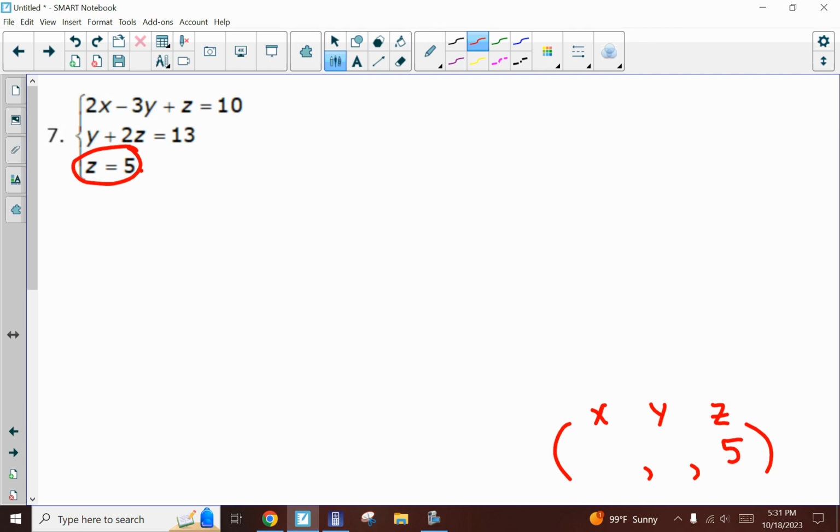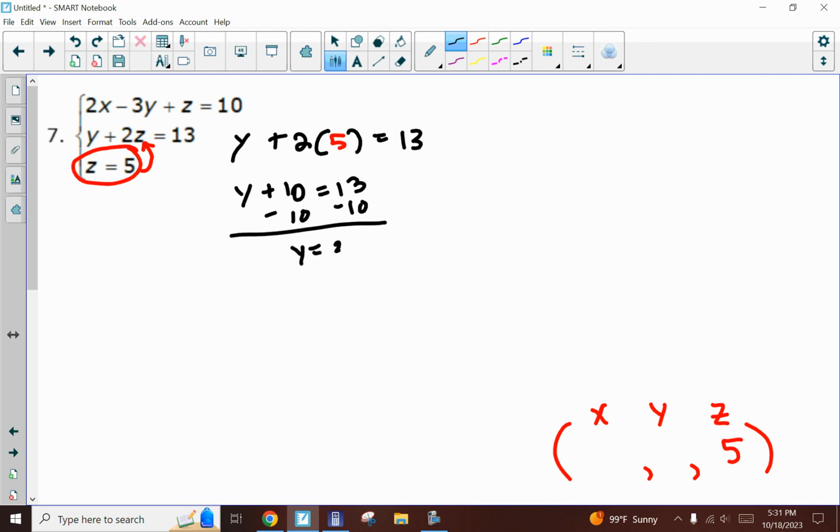So we're going to take that answer and we're going to go up a step. And we're going to plug it into that equation right there. So we're going to have Y plus 2 times parentheses equals 13. We're going to stick in the 5. So this is going to be Y plus 10 equals 13. And then we're going to solve it for Y. So I'm going to subtract 10 from both sides. So that tells me that Y is equal to 3. So I can go ahead and stick my 3 in the middle.